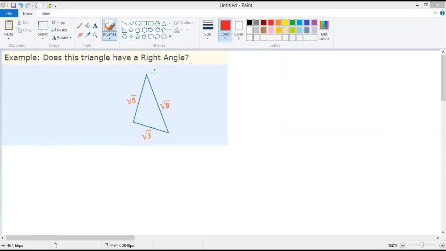So you want to try whether this one is a right angle triangle. So what you should do, which one is the longest side? You just try the number.